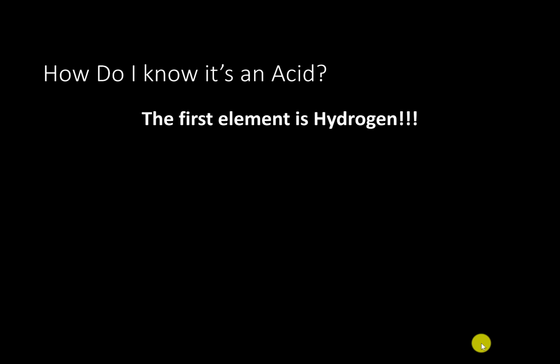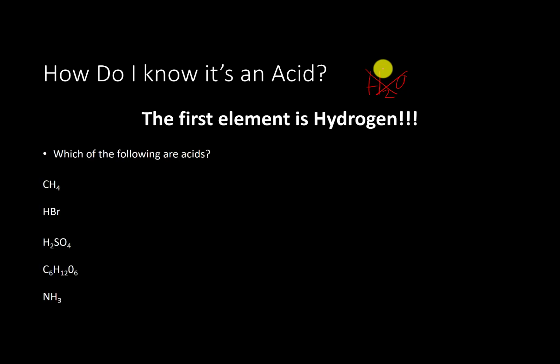Now I'm not going to say that this is a 100% correct rule, because there are some exceptions, and one exception is going to be this one right here that you might have heard of before. This compound right here, H2O or water, is not an acid. So this would be an exception. Everything else you see pretty much will be an acid if the first letter is an H. Let's go through some examples.